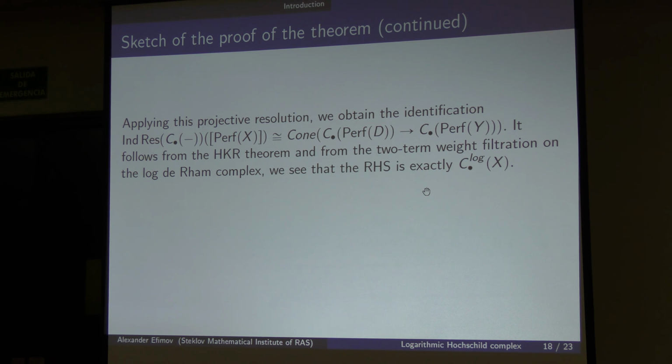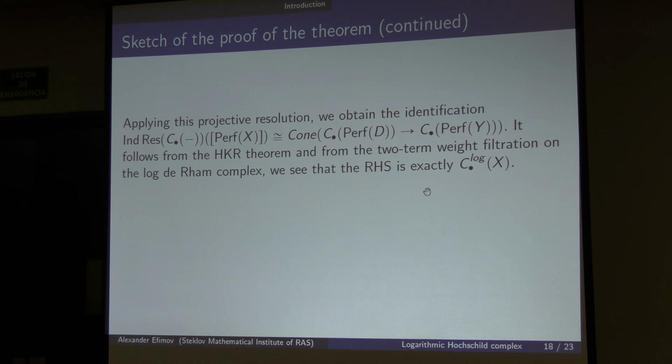To be more precise, what I explained so far is that this cone and the logarithmic Hochschild complex both have filtrations with the same quotients, but you can actually prove that they are identified by themselves. So this is how it works in the case of a single smooth divisor at infinity.